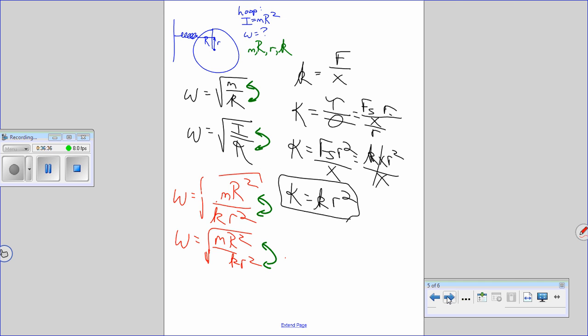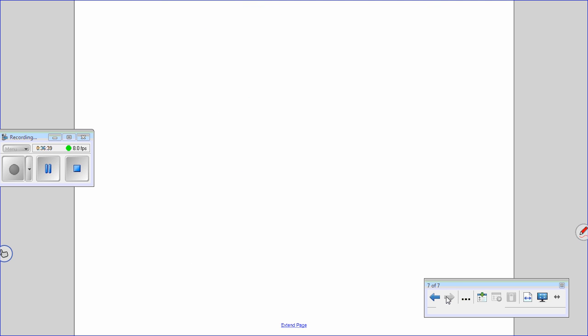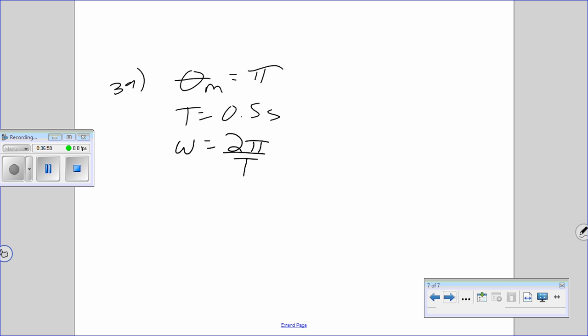Okay, so this one, I actually... So here we go. For 39, we've got a watch wheel that's oscillating back and forth. So our maximum angular displacement is pi, and the period is 0.5 seconds, right? So omega is 2 pi over T, right? So 2 pi divided by a half just gives you 4 pi. Is that okay if I leave that like that?